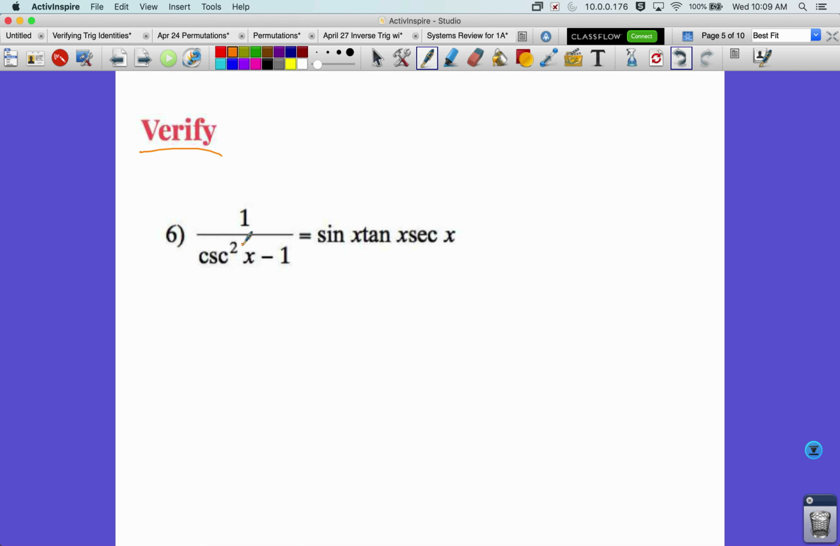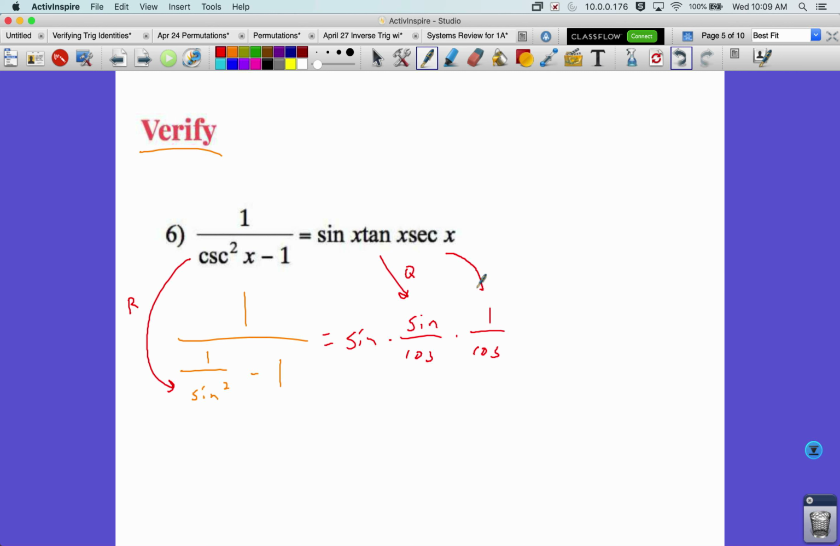All right, 1 over cosecant squared minus 1 equals sine tangent secant. All right, so I'm going to turn everything into sines and cosines. So the cosecant squared becomes 1 over sine squared. So this is going to become 1 over sine squared minus 1. Reminder, I like to drop the x's when I'm doing verifications just to save a little bit of writing. And you got to write what we did. We just did a reciprocal identity there. Equals sine times sine over cosine times 1 over cosine. I just used a quotient identity, or a tangent identity. It means the same thing. And another reciprocal identity.